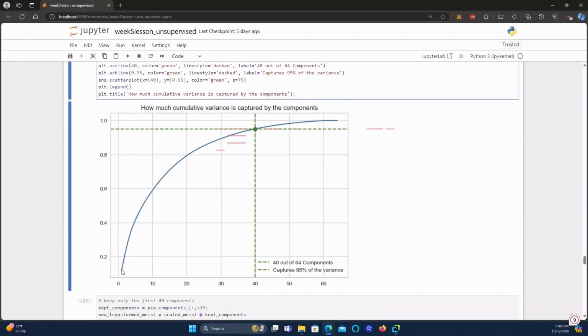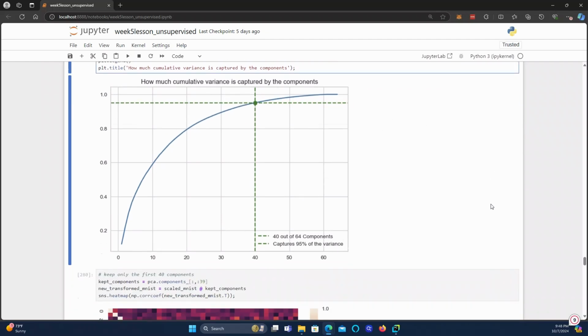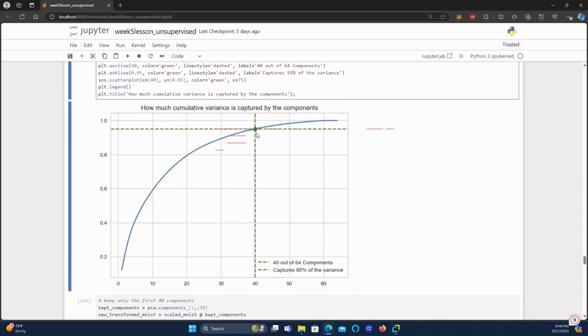So here if we start at 1, we got like 0.1 or something. And then in the first 10 components, almost 60% of the variance is explained. And then if you go all the way to 40 components, then you've ended up with 95% of the variance. So you have 95% of the information in the original data set. The original data set had 64 columns, but you've got 95% of that same information in the first 40 columns. So you can significantly reduce the dimension of the data set without losing very much information. And that's what dimensionality reduction is all about.